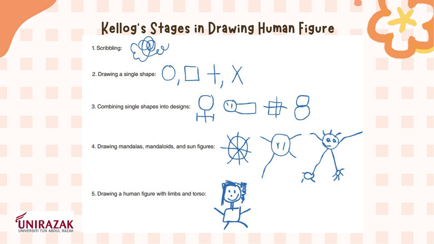Stage 4. Complex designs. They create intricate patterns, such as mandalas and sun figures, indicating improved organization of shapes. Stage 5. Human figures. Finally, children draw recognizable figures with heads, bodies, limbs, and facial features. The progression is clear. Scribbling, single shapes, combined shapes, complex designs, recognizable figures. It's important for teachers to recognize this developmental process and allow children to draw freely without expecting immediate realism.